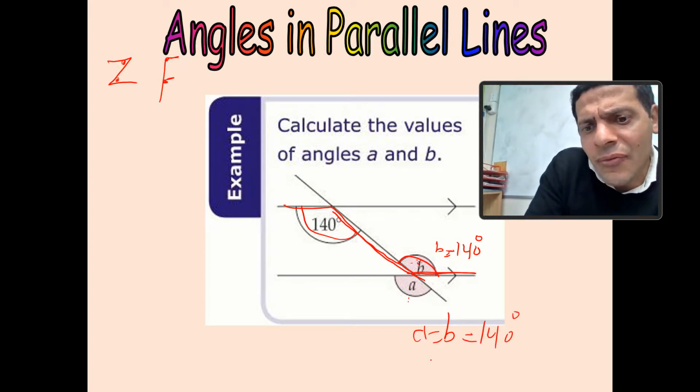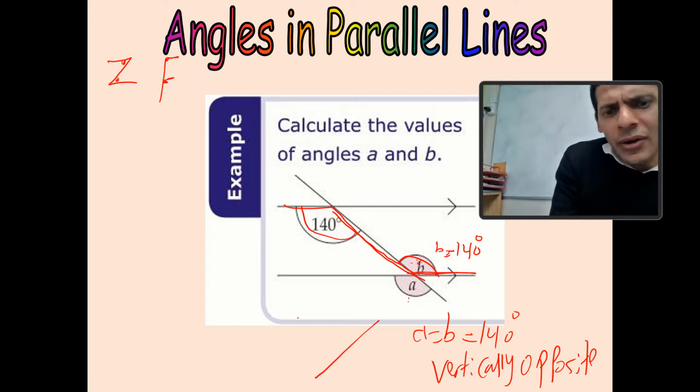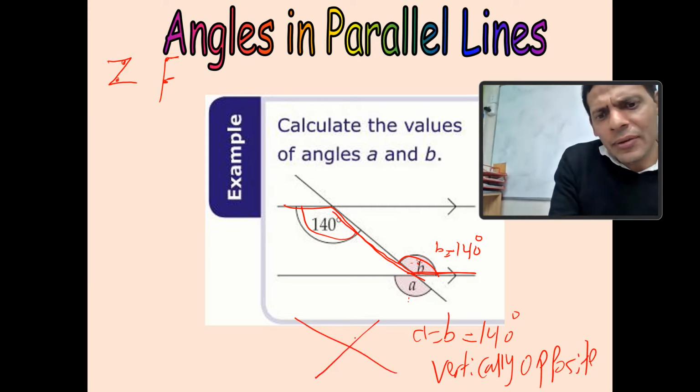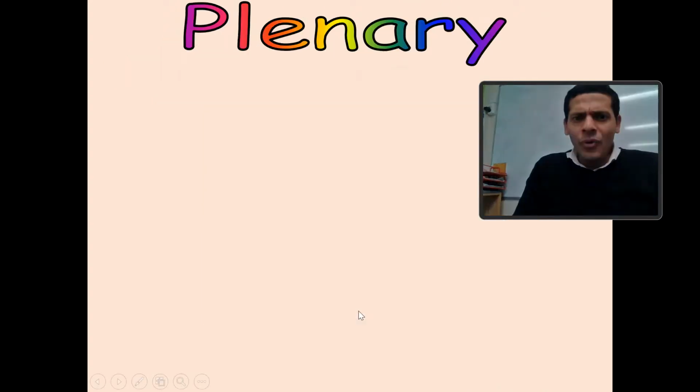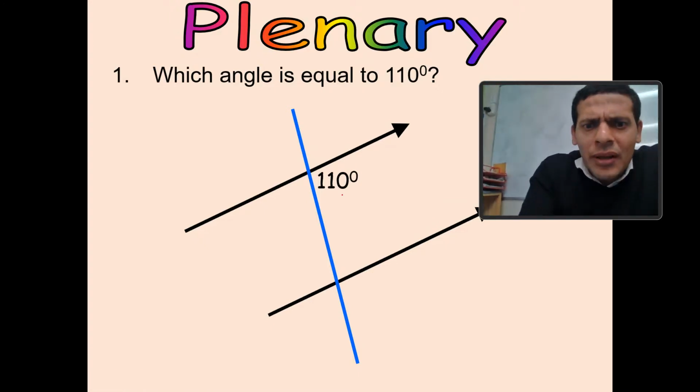Why? Because they are vertically opposite angles. Vertically opposite, it's like when you have two lines that cross, and you have this angle equal this angle, and this one equal this one. We move on now. If I give you some questions here, guys, which angle is equal to 110?